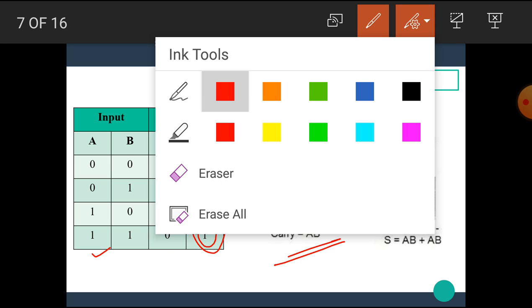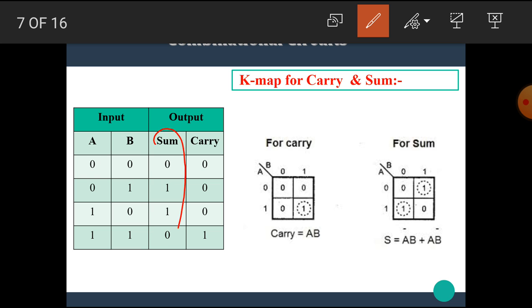Let's find the kmap for the sum. Here the sum is 1 for the combination a is equal to 0 and b is equal to 1, hence write here 1. The next sum is equal to 1 for the combination a is equal to 1 and b equal to 0, hence we get here 1. Okay, hence we get the kmap, and here we get the two single terms.